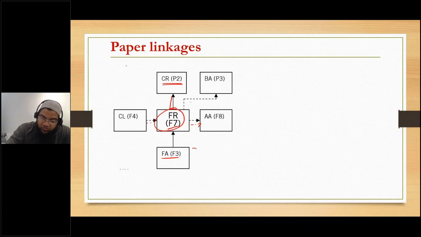Similarly, some of the knowledge comes from paper F4 and some of the knowledge goes to paper P3, which will become SBL after June 2018. So these are different paper linkages of paper F7. So if your F7 is strong, it will help you in P2, it will help you in F8, it will help you a bit in P3 or SBL. And similarly, if your F3 was weak, you are going to have a tough time in paper F7. So all these linkages are important to understand what importance your paper is actually having.